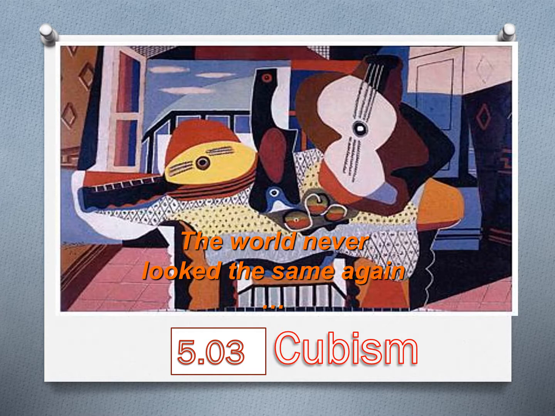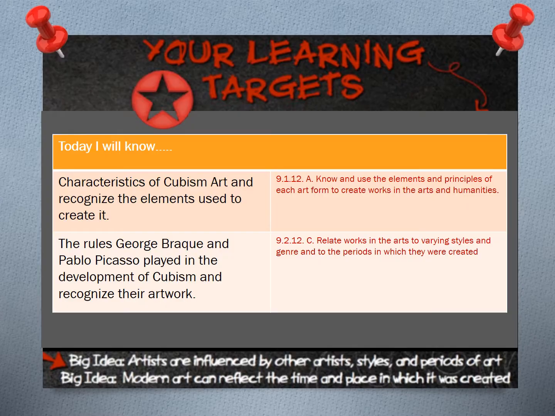Cubism. The world has never looked the same. Your learning targets for today: you're going to know the characteristics of Cubism, and you'll recognize the elements used to create it. You'll also know the roles that Braque and Picasso played in the development of the movement Cubism, and you'll recognize their artwork.